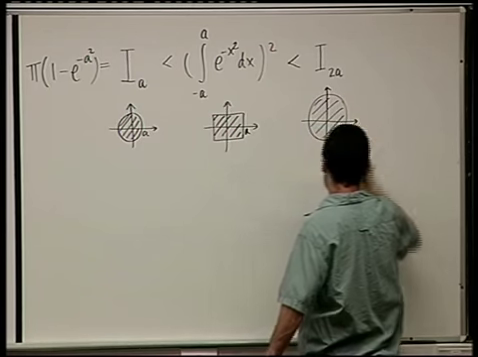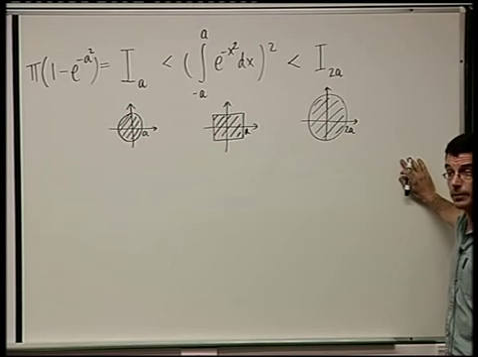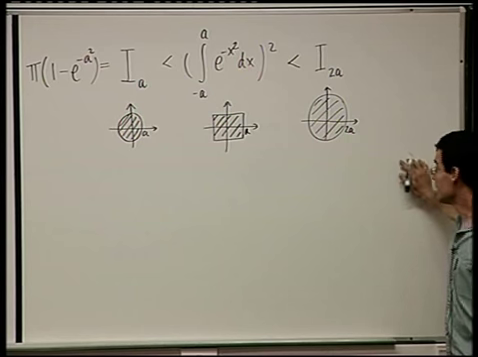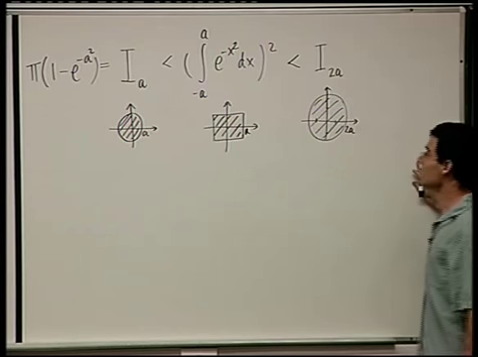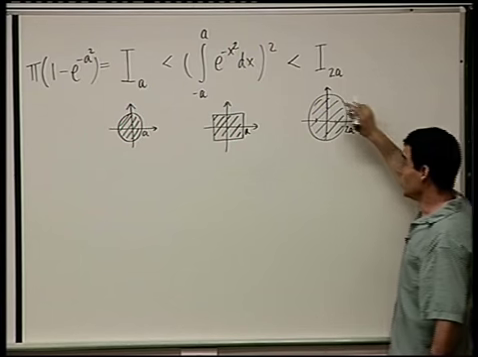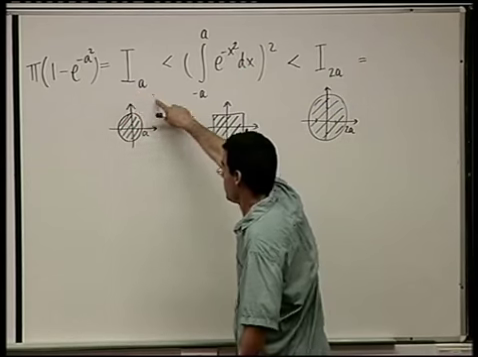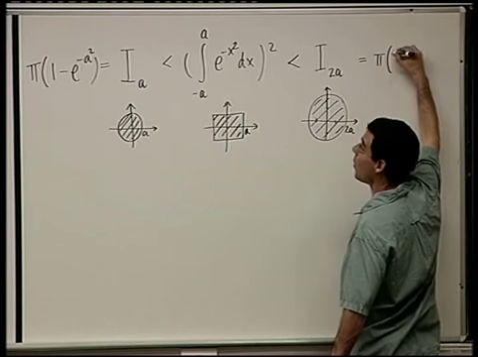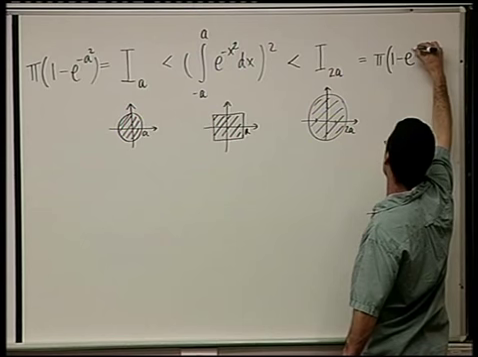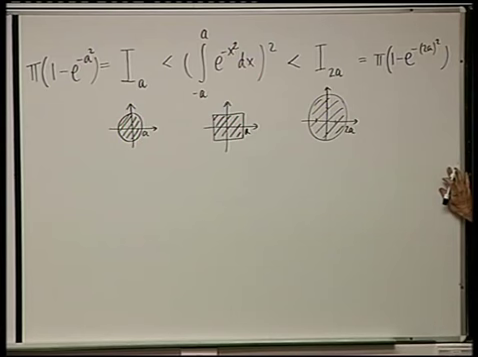This is now 2a. Do you agree that this square sits inside this circle of radius 2a? Does everybody agree to that? Because a is somewhere here, and it really sits inside. Do you agree? So, do you agree to this inequality? And this we also know. It's just this thing, but instead of a, you have to write 2a. Okay, so what do we get? We get pi times 1 minus e to the minus 2a squared. Good?